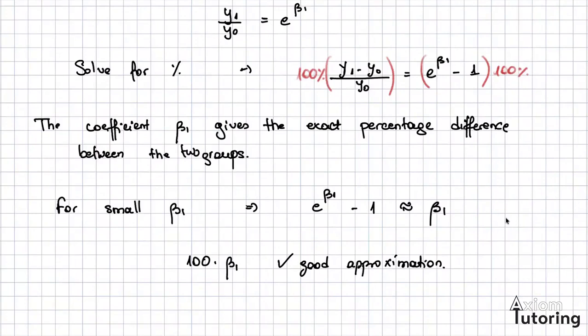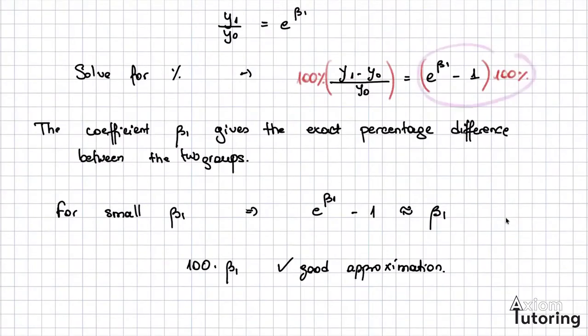The key takeaway in here should be that nothing has changed from what we've learned in the log level models. This is just a log model with a dummy coefficient, which translates into a percentage difference using, again, the same formula that we have been introduced to before.